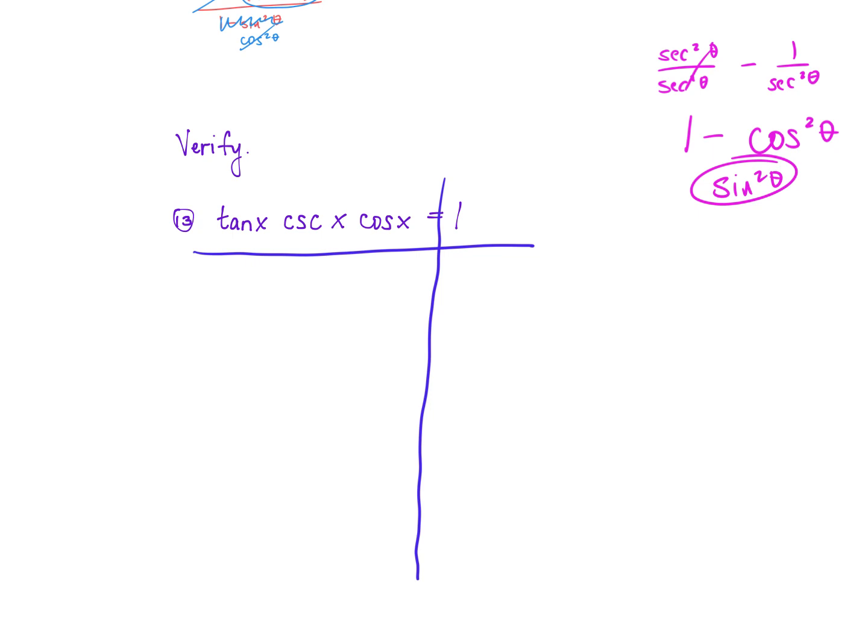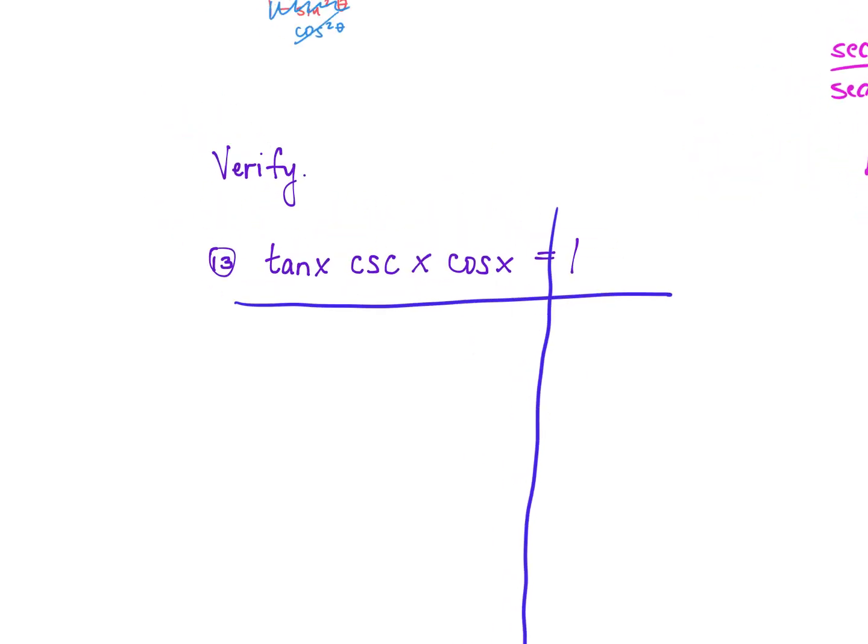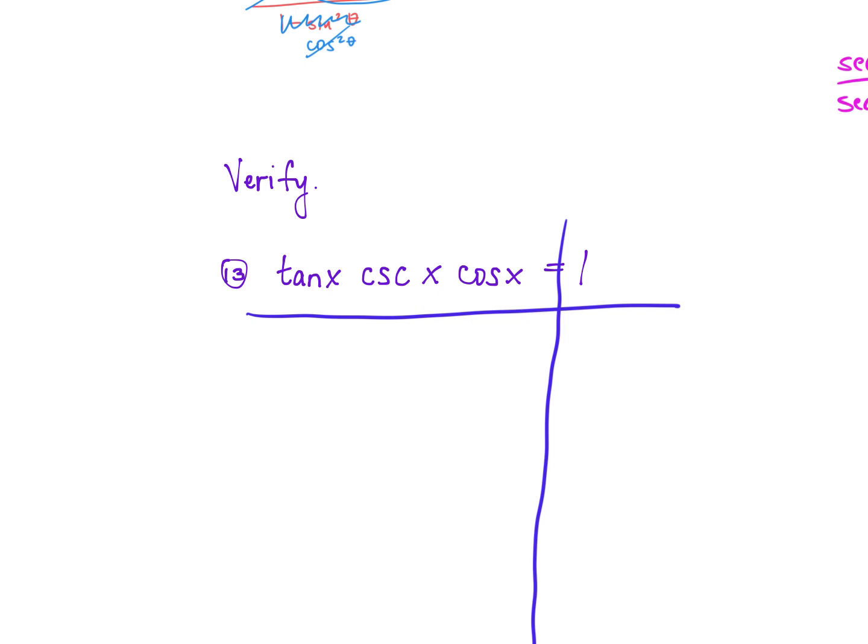There's nothing being added or subtracted. You don't have any trig functions that are squared with a plus or minus. We don't have any fractions, nothing. All we have is a bunch of trig functions that we're multiplying together. So let's go to sine and cosine. Sine x over cosine x. That's what I'm changing tangent to.